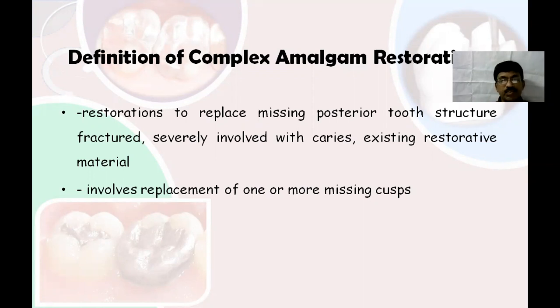So complex amalgam restorations are those restorations which are used to replace the missing posterior tooth structure which has been fractured or which is severely involved with caries or existing restorative material. So these restorations are used to replace the missing posterior tooth which has been damaged in three ways, that is either it is fractured or it is severely involved with caries or with existing restorative materials. And it usually involves the replacement of one or more missing cusps.